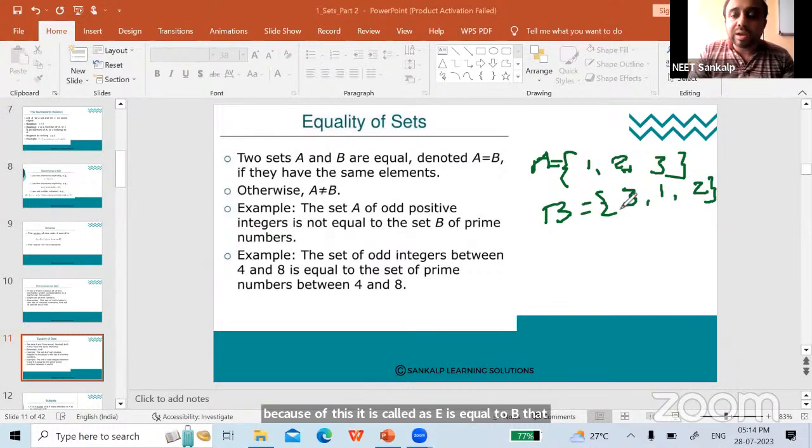If the elements are not equal, even if the cardinality is equal, then it is not called an equal set. For example, in set B, I will change one of the elements. The 3 is there, I will make it 8. Then it is called an equivalent set, but not an equal set, because set A has 1, 2, 3, and here 3 is missing in the second set, that is B. So these are called equivalent sets, but not equal sets. Okay, now we'll move on to the next part.